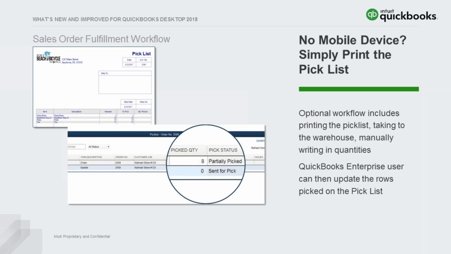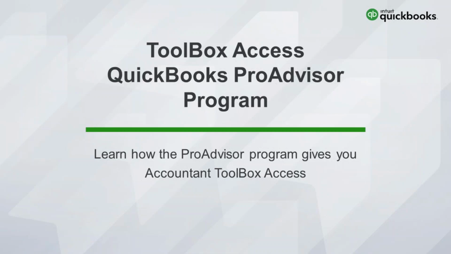The optional workflow is that easy. Then come back into the QuickBooks file, update the quantities picked on the pick list, select auto update the sales order, and the sales orders are automatically updated from the manually typed in pick list quantity, if that's how your client chooses to work.